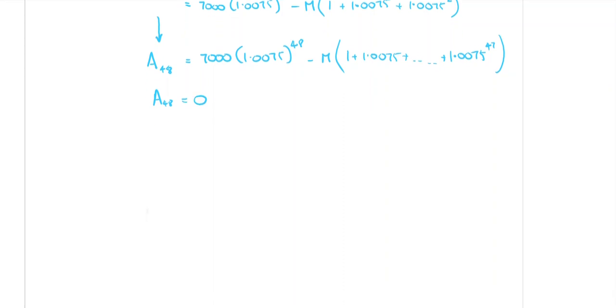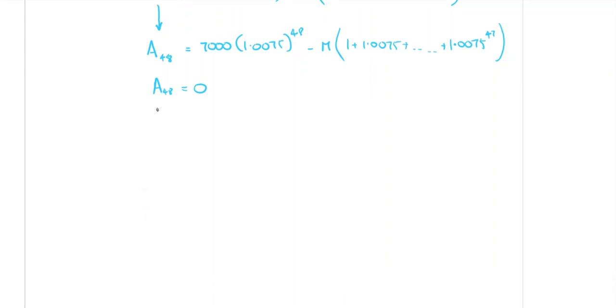Okay, so let's put this in. I'm going to go 0 equals 7,000 times 1.0075 to the 48. I probably could have moved that over straight away. I would normally do that to save myself some writing. Okay, so what I'm going to do is take this whole part here that is negative, move it across the other side to make it positive. So there'd be an m over here.